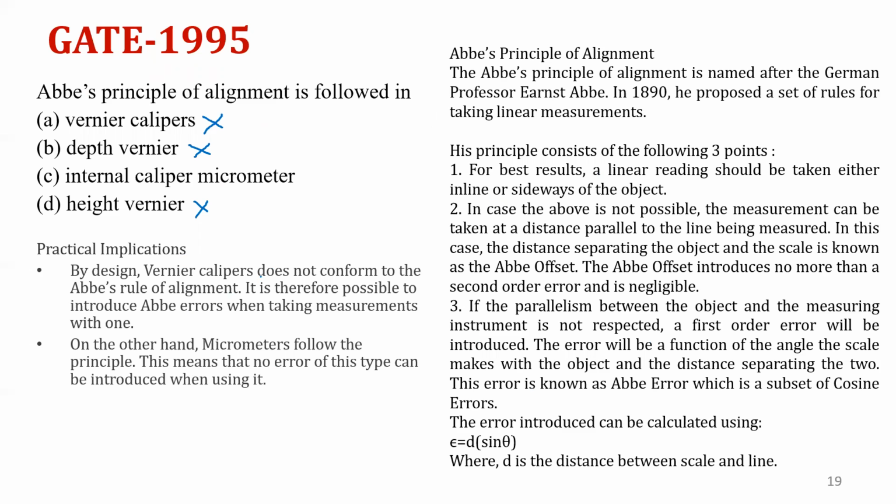By design, vernier calipers do not conform to the Abbe rule of alignment. It is therefore possible to introduce Abbe errors when taking measurements with the vernier calipers. But micrometers follow the principle, which means no error of this type can be introduced when using it. Micrometers conform to the Abbe rule of alignment.